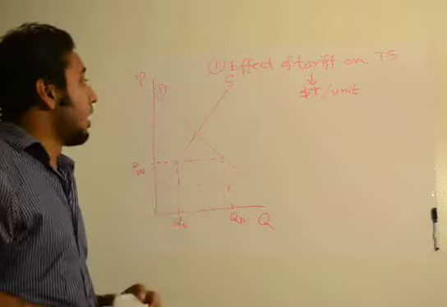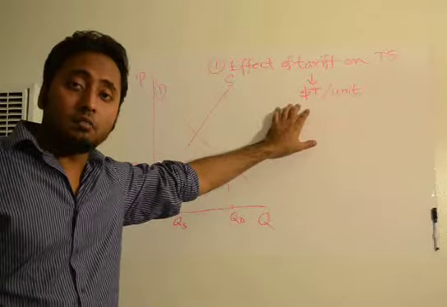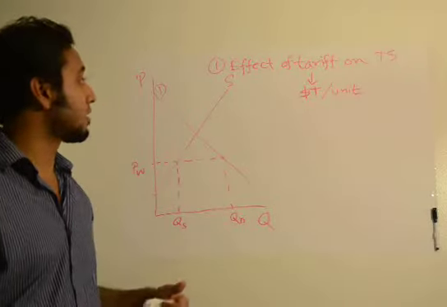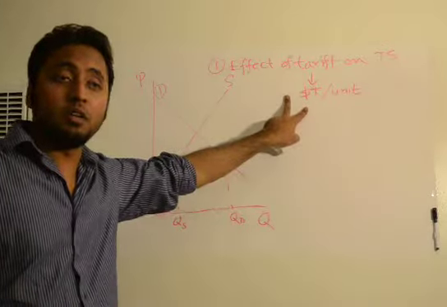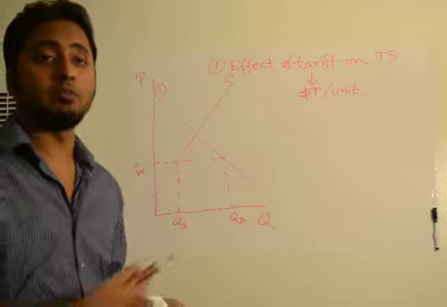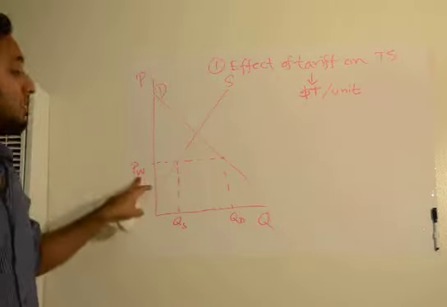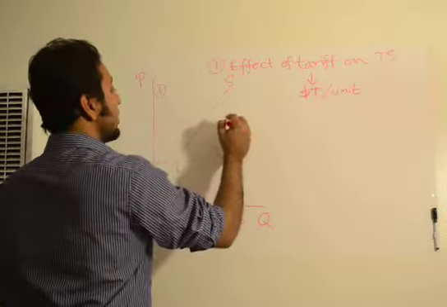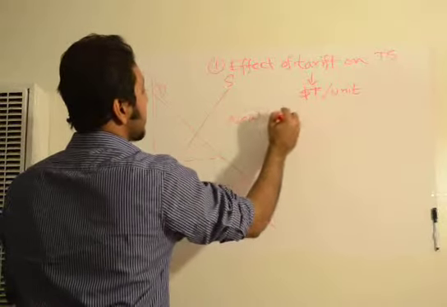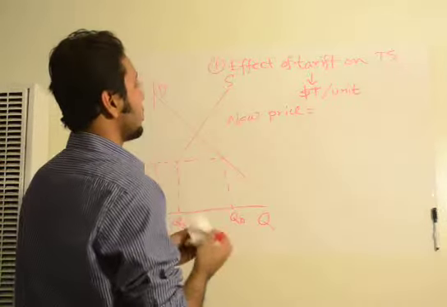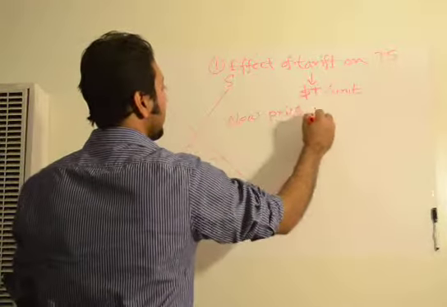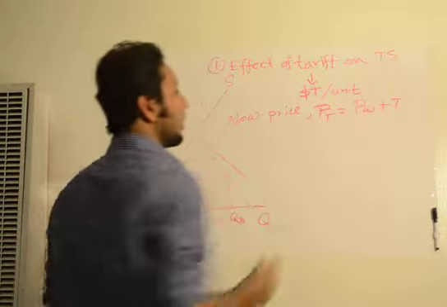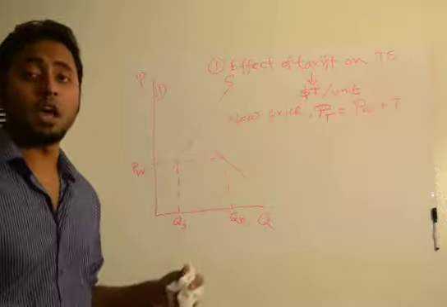Logically no, because you're being charged extra money by the government. You don't want to lose this amount of money, so you want to transfer this tariff onto the consumers. So instead of charging PW, you're going to charge a new price, let's call this one PT, which is PW plus T. So you're actually transferring the tariff onto your customers.